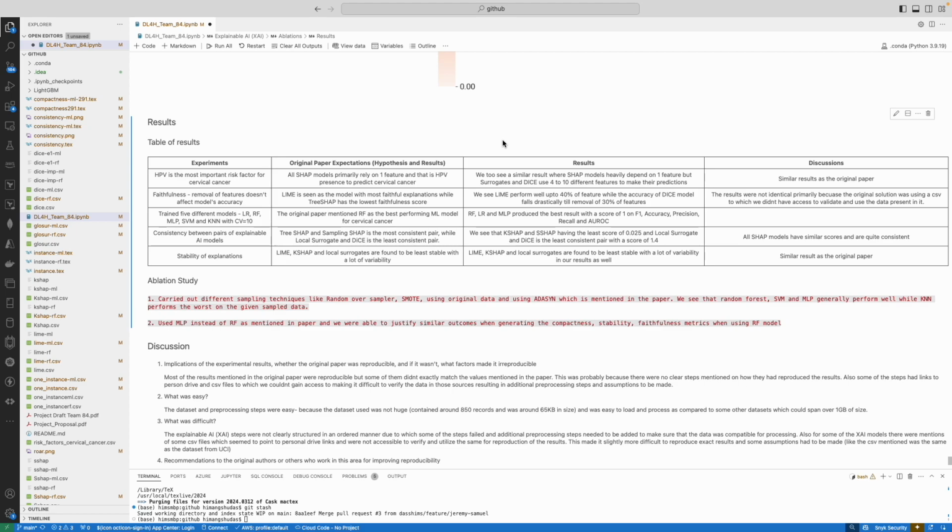The paper suggested that LIME, K-SHAP and local surrogates were found to be least stable, with a lot of variability. We also see similar results in our experiment.